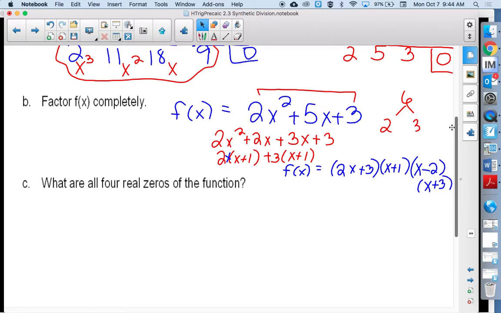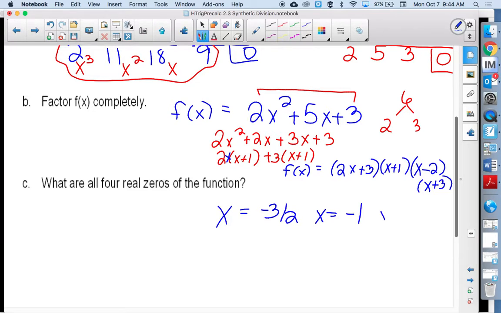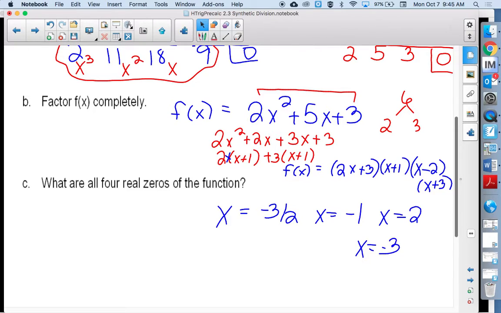So 2 of them we found by dividing. The other 2 we were given, and we proved that they were factors by getting a remainder of 0. So Lauren, what are the 4 real zeros of the function? -3 halves, -1, 2, and -3. Excellent. So that is called successive division. We would do that when the power is 4, and you would have 2 zeros so that you can find the remaining 2 zeros.